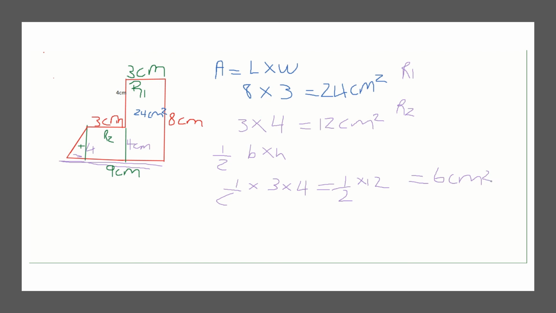And we're not finished. What we're going to do now is add the area of rectangle 1 plus the area of rectangle 2 plus the area of our triangle. So that would be 24 plus 12 plus 6. 24 plus 12 plus 6, that's 42. Therefore, the area for our irregular shape will be 42 centimeters squared.